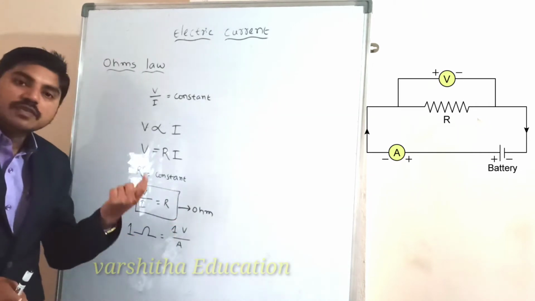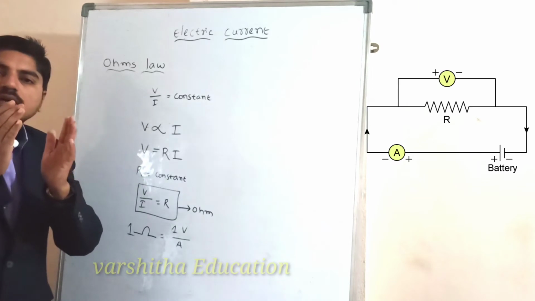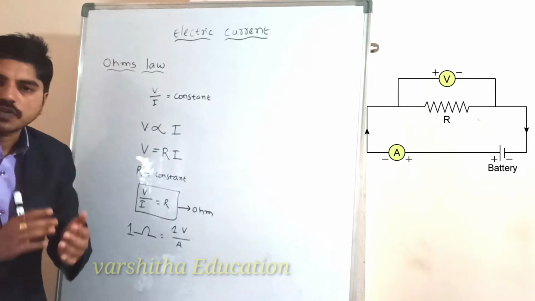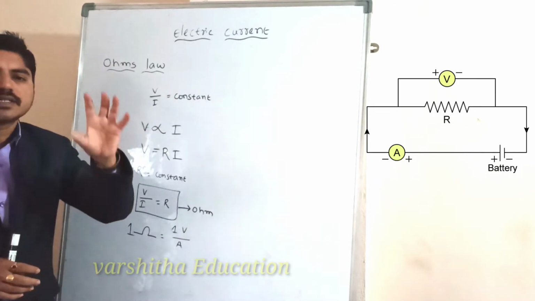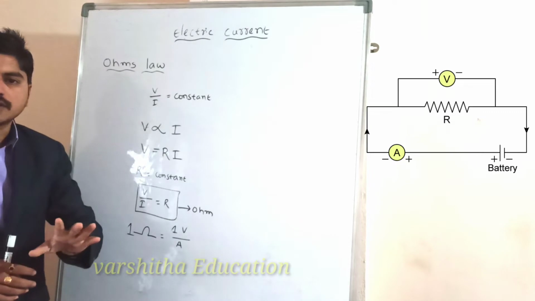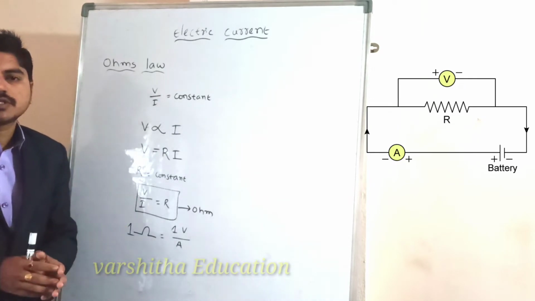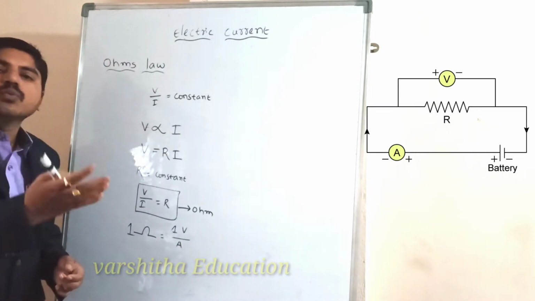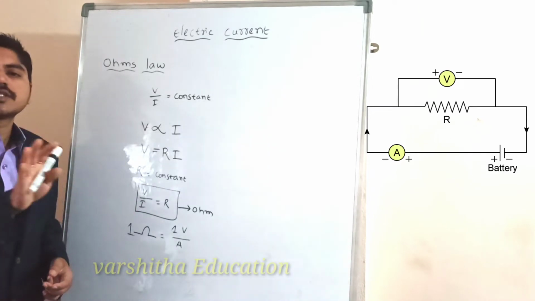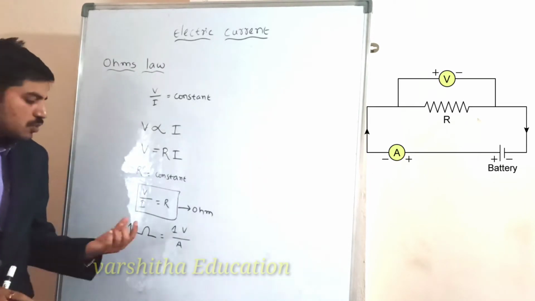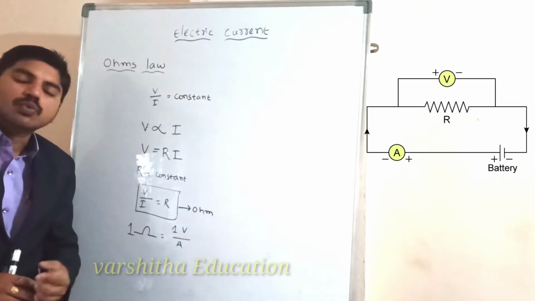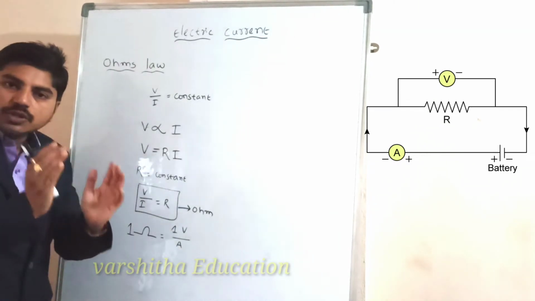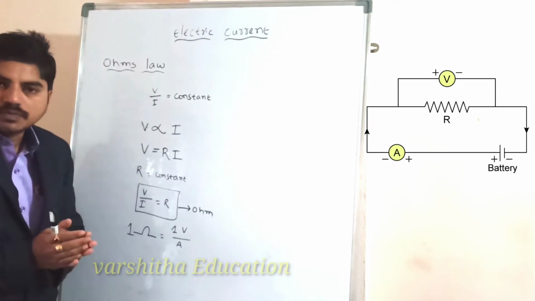Ohm's law explains that each and every conductor has its own unique resistance value. For example, iron has a proper resistance, so it does not change. That's why it is a constant. So ohmic conductors have a uniform resistance, and 1 ohm is equal to volt per ampere.